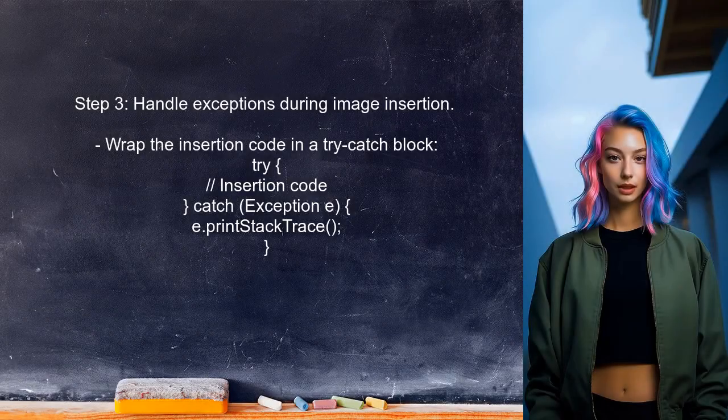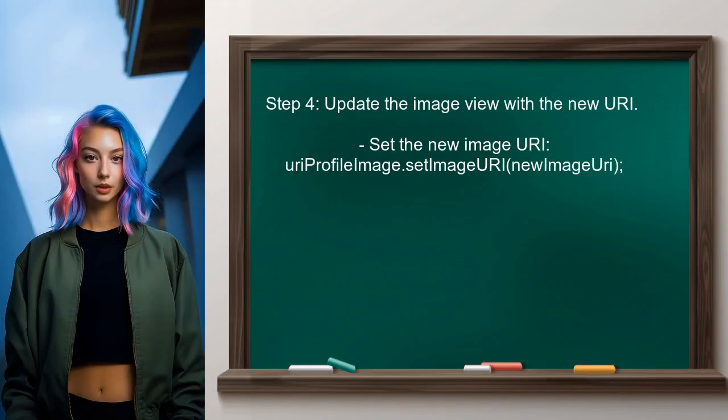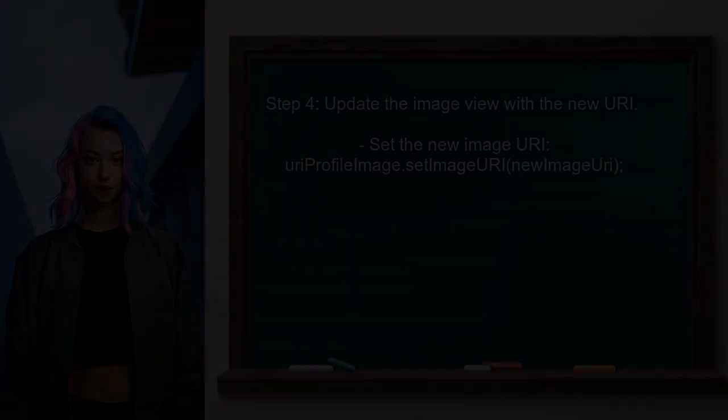It's important to handle any exceptions that may occur during the insertion of the new image. The user should ensure that they catch and log these exceptions for debugging purposes. Finally, the user should update the image view with the new URI to display the newly uploaded image. This ensures that the user interface reflects the latest changes.